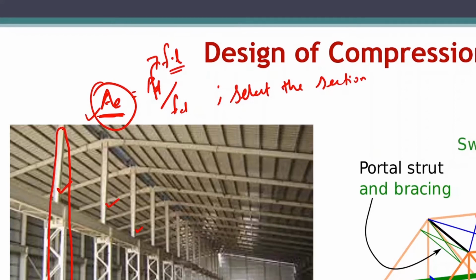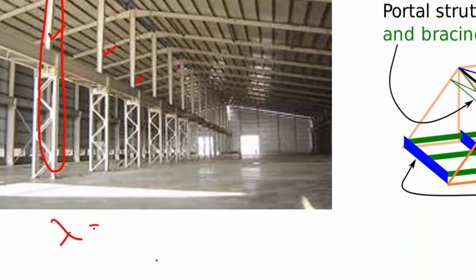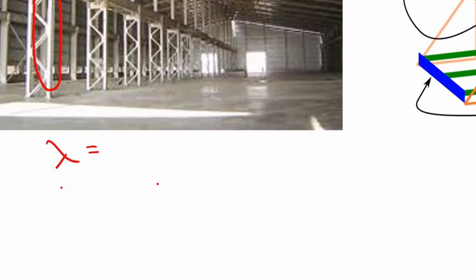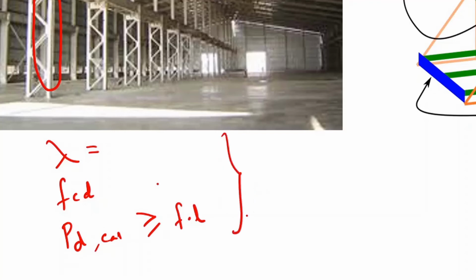To check it, you need to calculate the slenderness ratio, and you have to calculate the design compressive stress and the design axial strength of the selected section. This has to be greater than or equal to the applied factored load. If it is so, then the selected section is safe to withstand the applied factored load. That's the design procedure of a simple compression member.